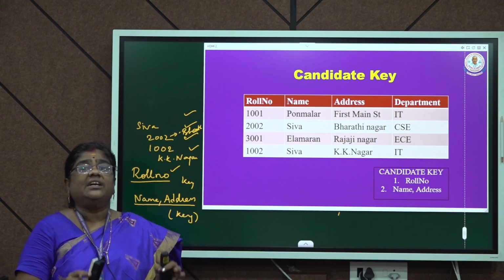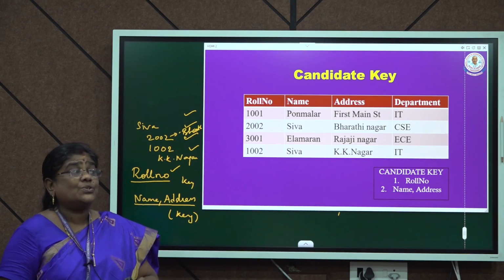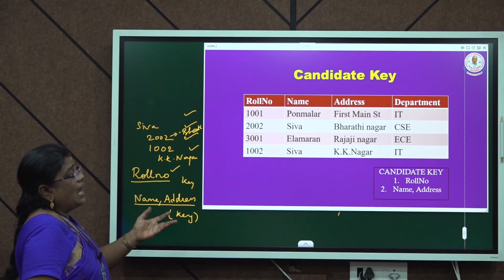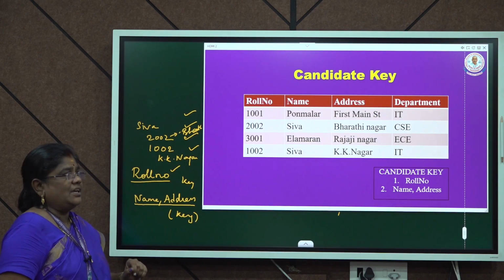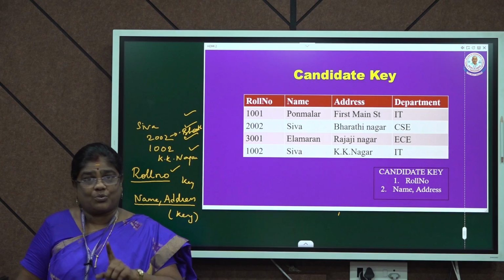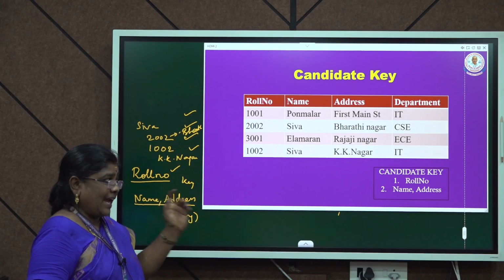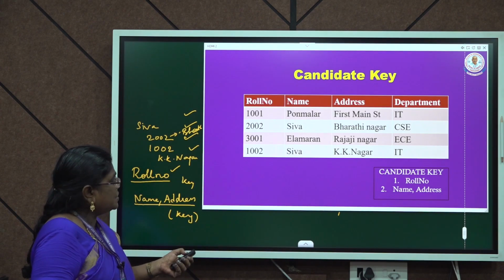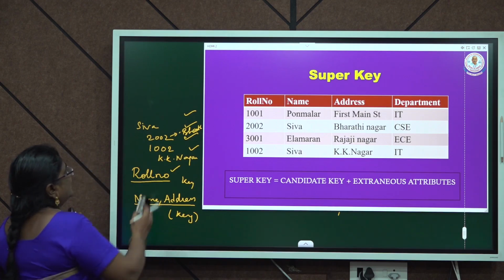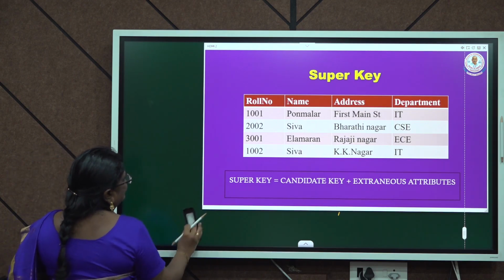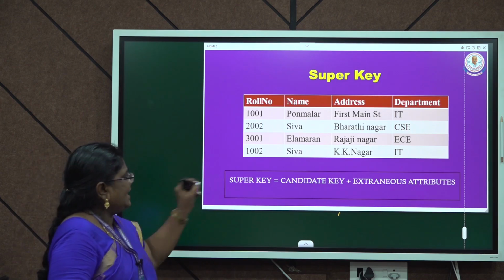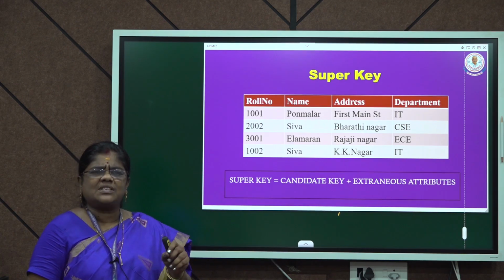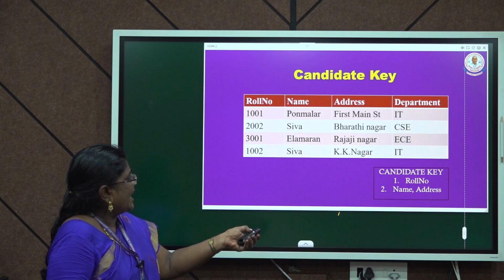Usually the primary key will be decided by the database administrator. So he has the right to select whether the roll number is a primary key or the name address combination is a primary key. So the primary key of a table can be at most only one. But when you take the candidate key into account, we can have any number of candidate keys. And we are going to move on to the next one, super key. And super key is a very simple concept. I have given it in a highlighted manner. What is a super key? It is candidate key plus extraneous attribute. What is this one? In the previous slide, we have seen the candidate key.